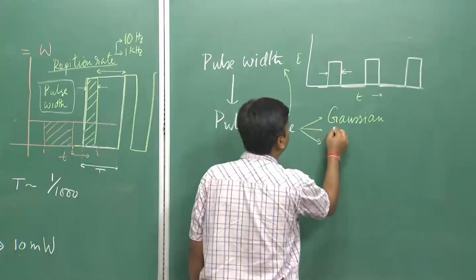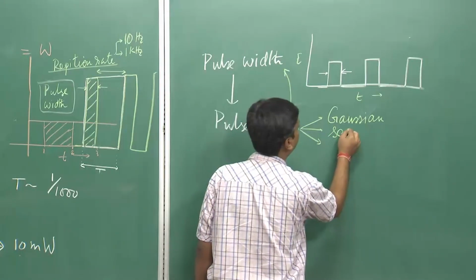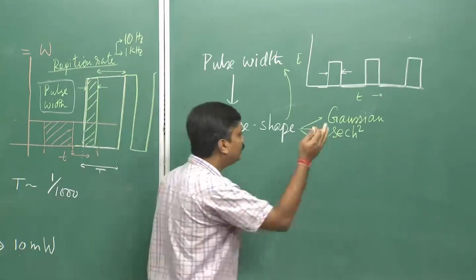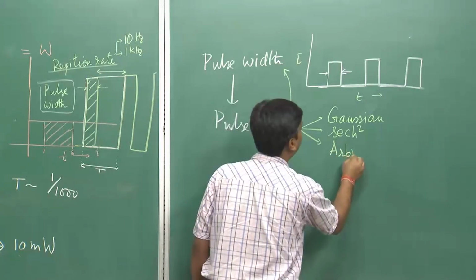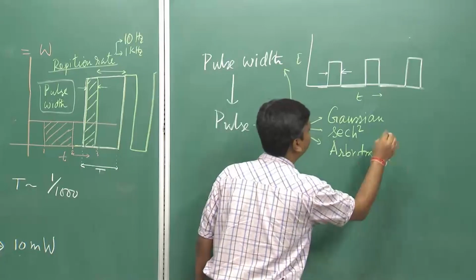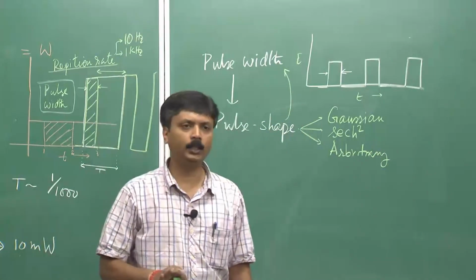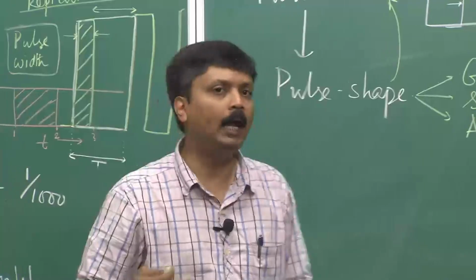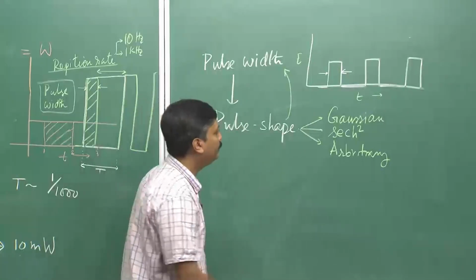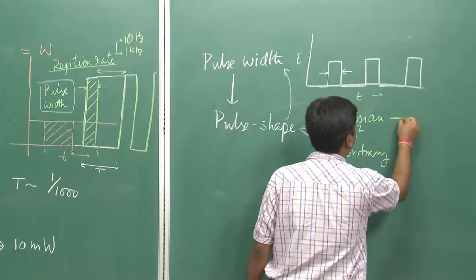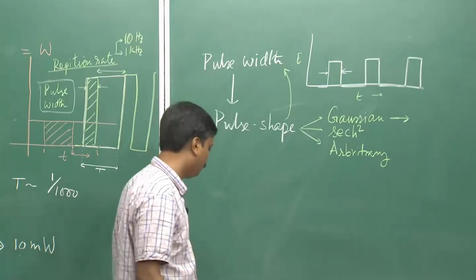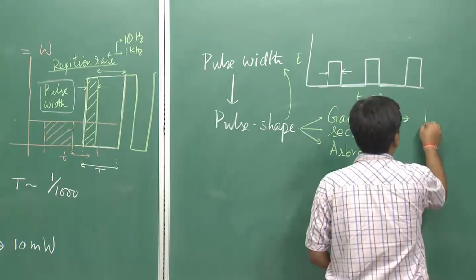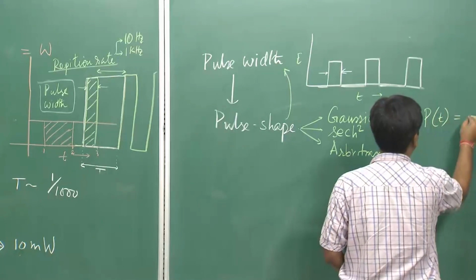it can be a hypersecant, or it can be various other arbitrary functions. So, some function should fit the pulse, and accordingly I will have a pulse shape, and that will dictate what will be my pulse width. So, for example, I can fit a pulse with a Gaussian, say for example, I will take one particular example of a Gaussian function, which is a function of time.